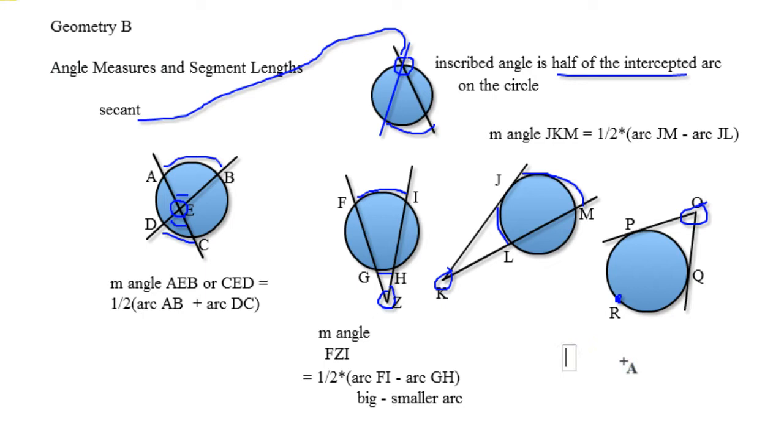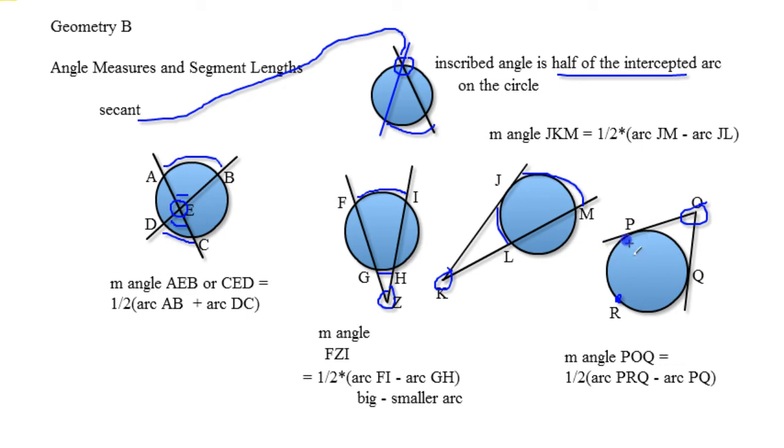Okay, so here we go. The measurement of angle POQ is going to be equal to 1/2 of arc, and you're going to have to use the major arc, PRQ, minus arc PQ.